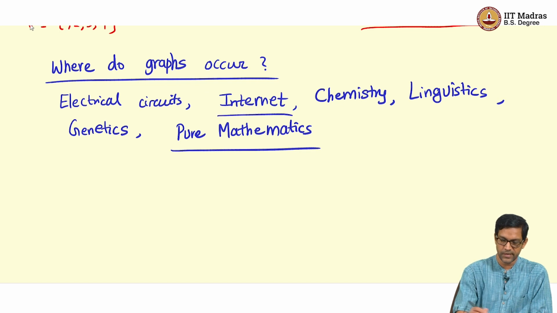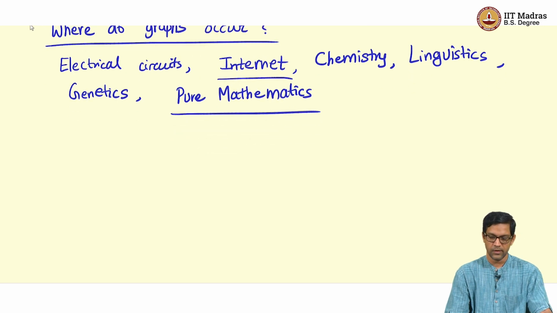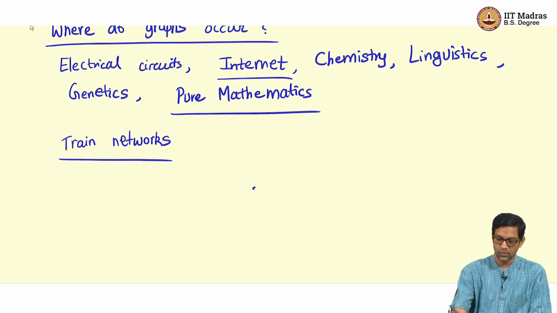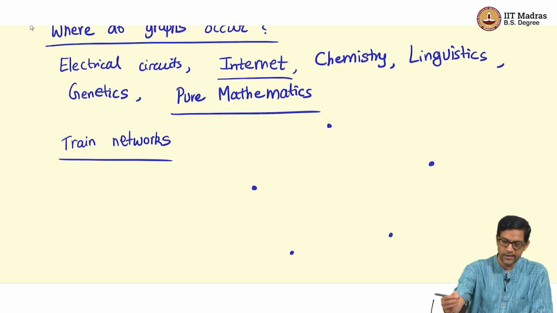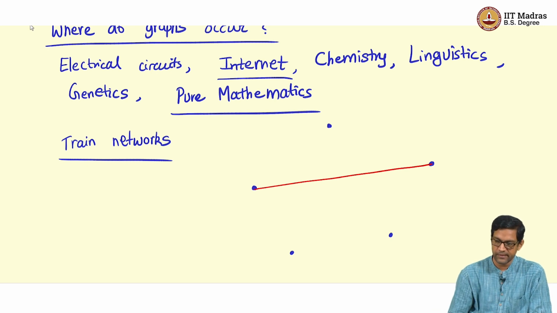Okay, so here's another example. I mentioned the internet, so let's just look at these two instances. A graph, for example, could model a railway network. So train networks or more general networks could be modeled by graphs. You could think of the different cities or towns as being your vertices, and whenever there is a direct train between two of them, you indicate that by putting a line joining those two. So the presence of a line will mean there is a direct train which will take you from point 1 to point 3, for example.